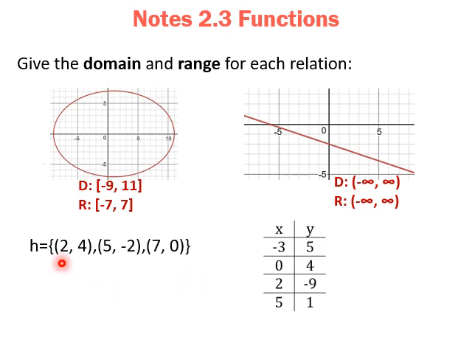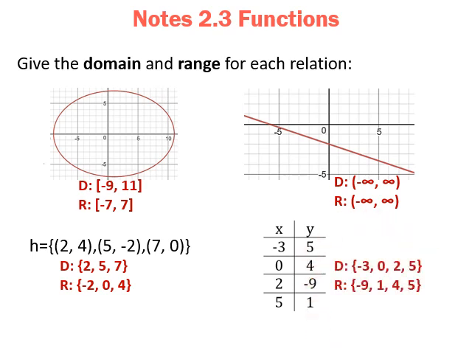All right, for h, what's the domain? Well, the domain is simply the x values. So there's only 3 of them. And the range, there's only 3 of them. So we simply list those separately. Okay, 3 individual values. And similarly, for the last one, there's 4 values in the domain and 4 values in the range. Now, sometimes we could have repeats, and if we have repeats, we don't bother repeating them. But in this case, there were 4 distinct values in the domain and 4 distinct values in the range.